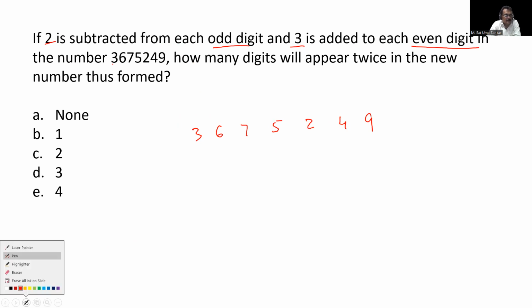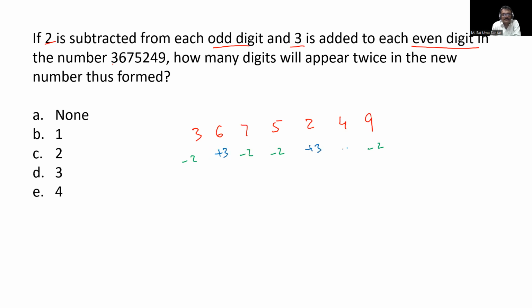What is the first condition? 2 is subtracted from each odd digit. So, minus 2, minus 2, minus 2, minus 2. And next, 3 is added to every even digit. If 3 is added to every even digit, plus 3, plus 3, plus 3. Now, what is the result here? First, you observe the result: this is equal to 1, this is equal to 9, this is equal to 5, this is equal to 3, this is equal to 5, this is equal to 7, and this is equal to 7.